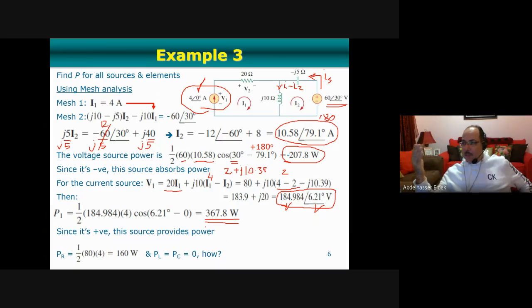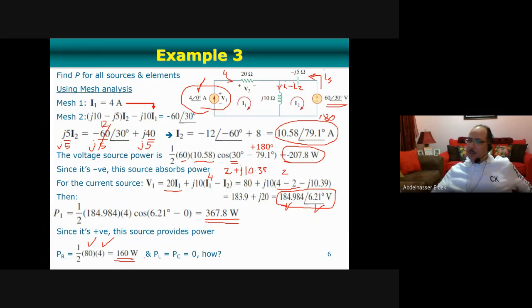Then if you want to calculate the power in the resistor, you have two ways to do that. One way is to just use the formula 1/2 times the voltage here, which is 80 volts, because the current is 4 amperes and 4 times 20 is 80. So 1/2 times 80 times 4 will be 160.